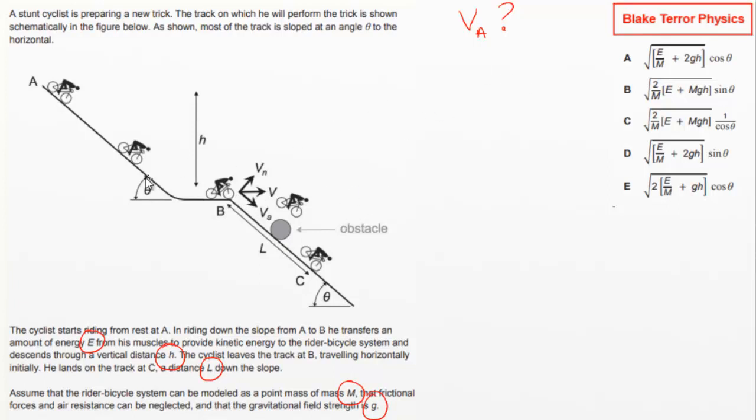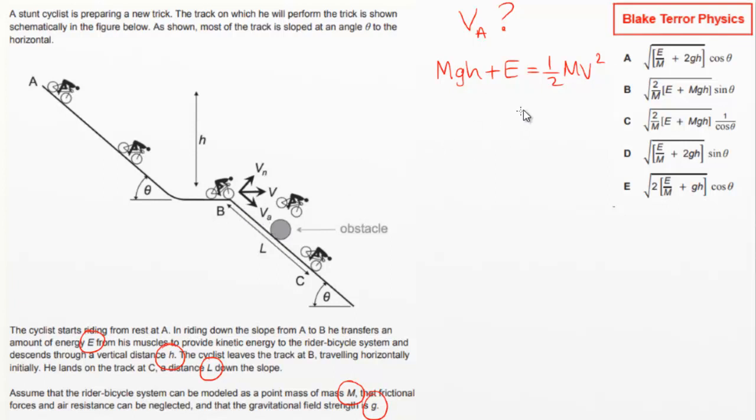Okay, so we can do a conservation of energy approach on this. So when we start off at point A, the cyclist is at rest and is adding the change in potential energy and this amount E in order to get the final kinetic energy. So we're going to have mgh plus E equal to half mv squared. That's what we've got. So we just need to solve this for V and then get the component parallel to the slope.